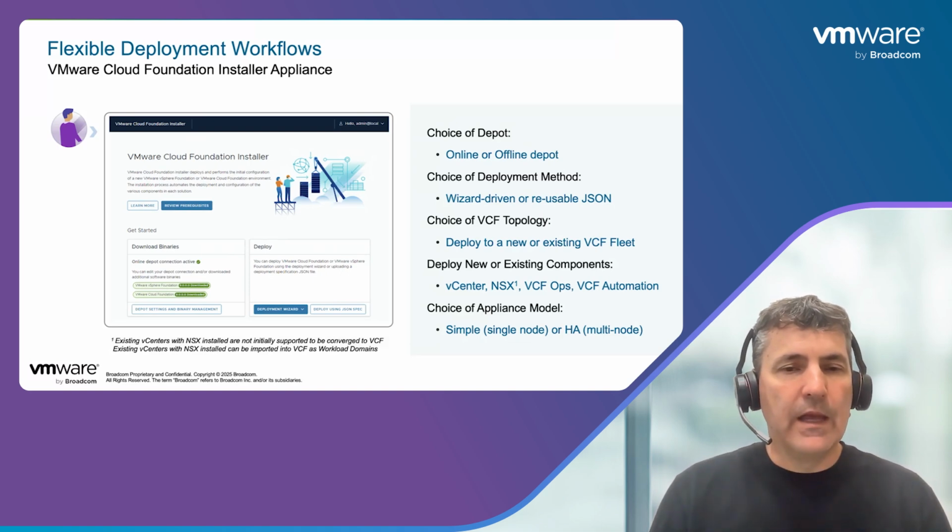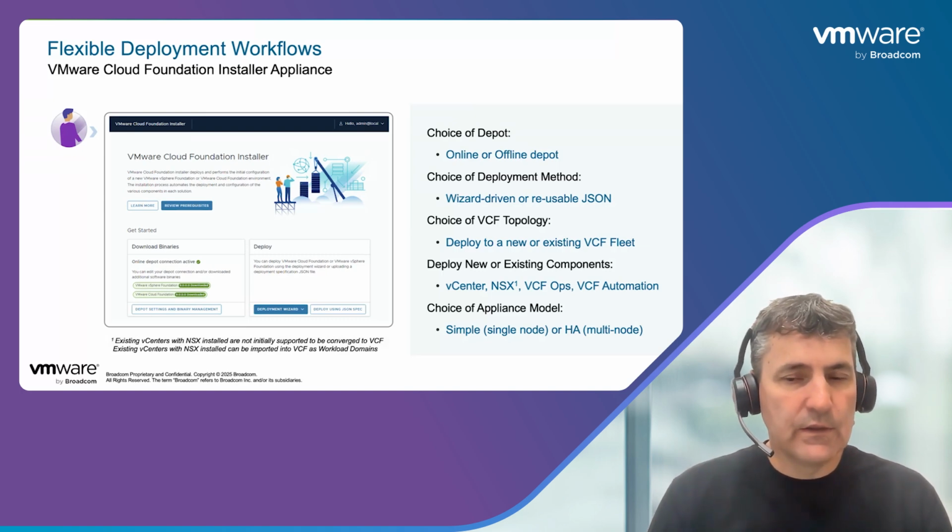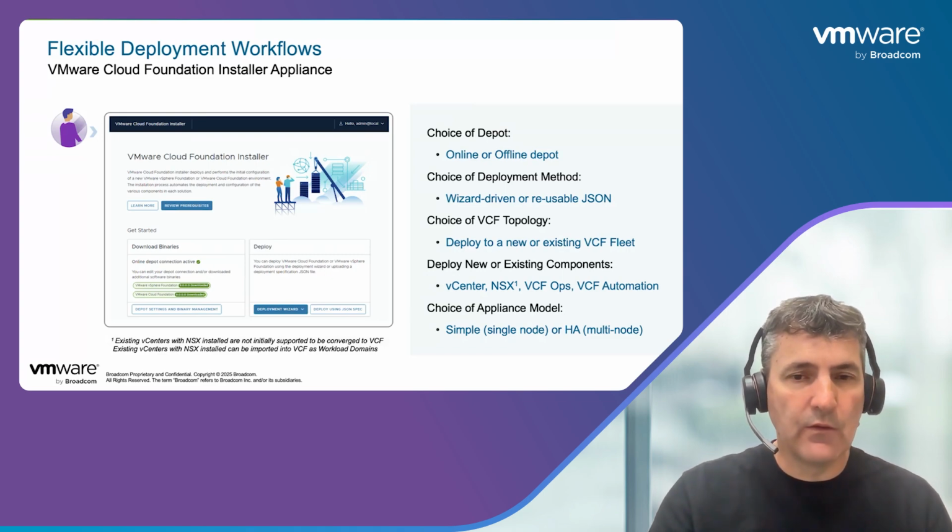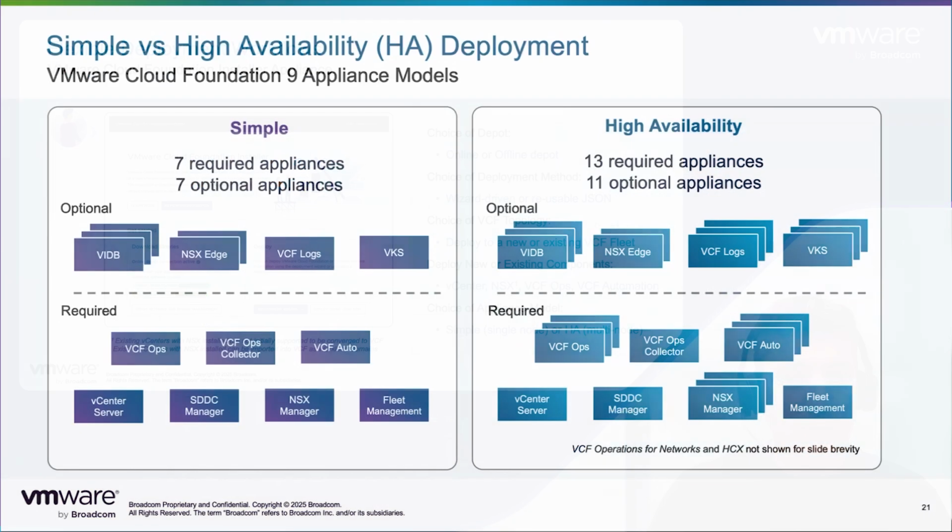Okay. And another thing to bring up here that I haven't discussed so far is this choice of deployment model. With Cloud Foundation 9, we now offer two different deployment models. There's this idea of a simple model or a highly available model. Essentially, when you deploy Cloud Foundation, you can now choose whether you want to do a simple model where you deploy single node instances of each of the appliances.